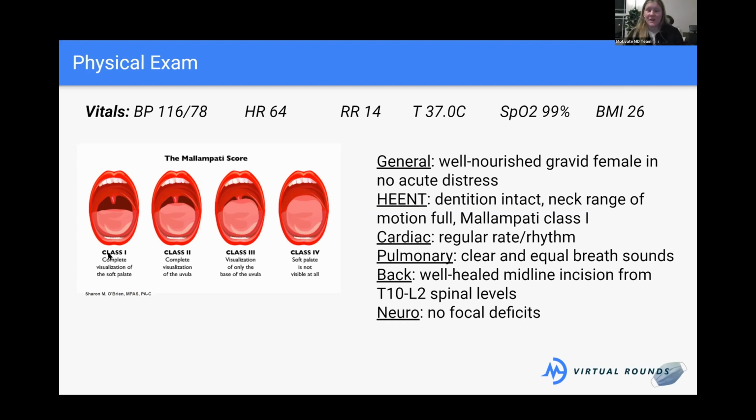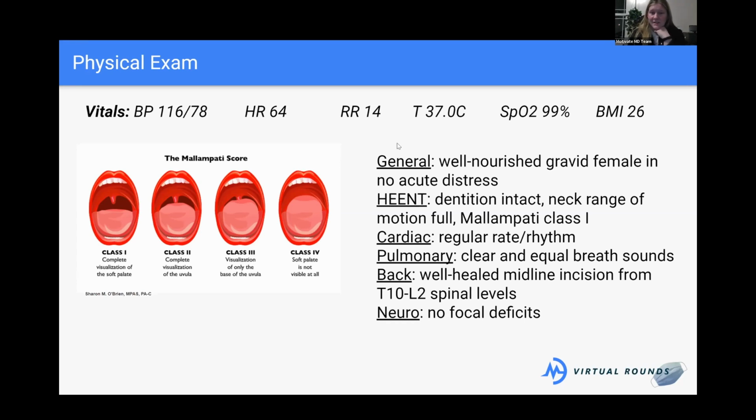We would probably anticipate no issues with intubation in this type of patient. On the other side, a class 4 would be someone who has a lot of obstruction in their airway. If they stick out their tongue and it's completely blocking the uvula and the soft palate, and we can only visualize the hard palate, then that can be a poor prognostic factor for intubation.